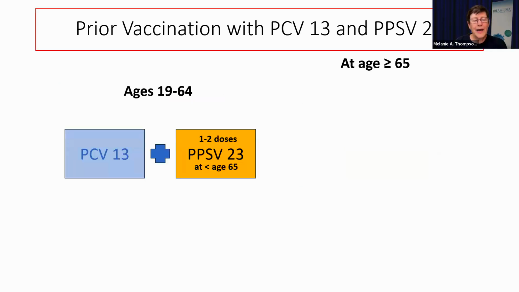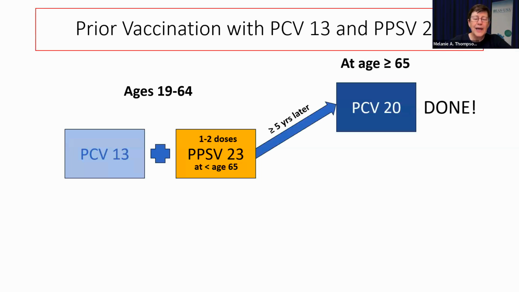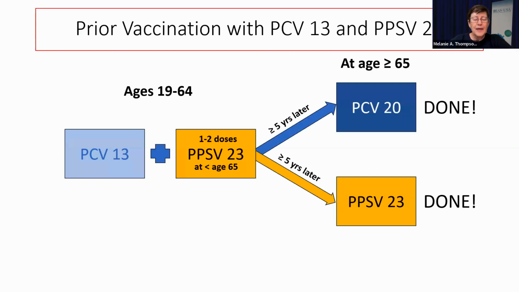For people who have had both the PCV13 and the PPSV23 vaccines in the past, and that could be 1 dose or 2 doses of the polysaccharide vaccine, next, you can, at least 5 years later, give a PCV20, and they are done, even if they are age 65. And next, if you want to stay with the polysaccharide vaccine, you can give them another dose of the polysaccharide vaccine after age 65, and then they are also done.